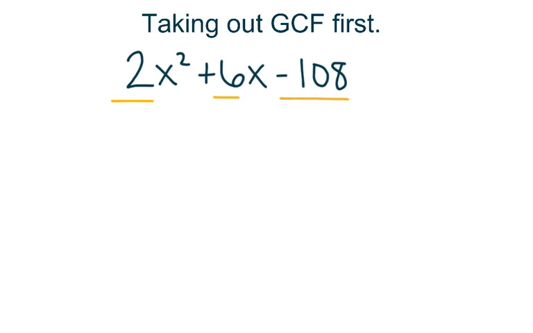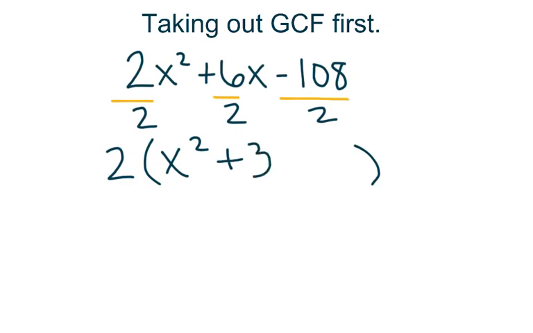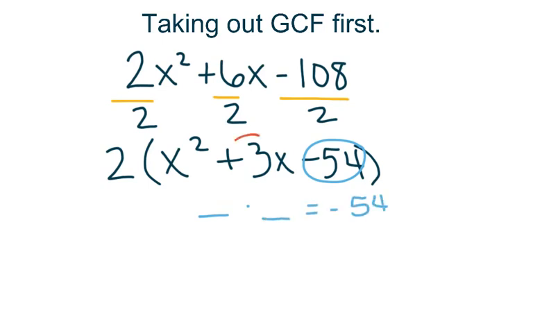And remember, when I take out a 2, it's really like I'm dividing each term by 2. So it's kind of like this. So I took out a 2 GCF. And then what I'm doing is I'm dividing each term by this. Okay. So I got x squared plus 3x minus 54. Alright, and then I'm doing the same thing as I have been doing. I'm finding two numbers that multiply to give me that -54, and then two numbers that add to give me the +3.